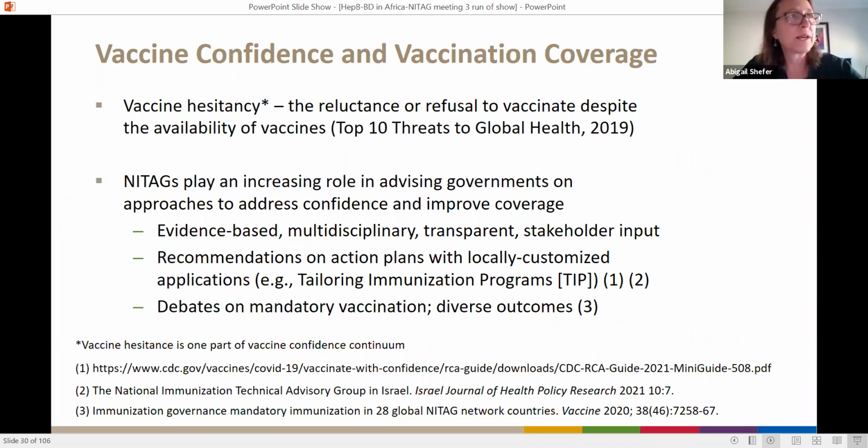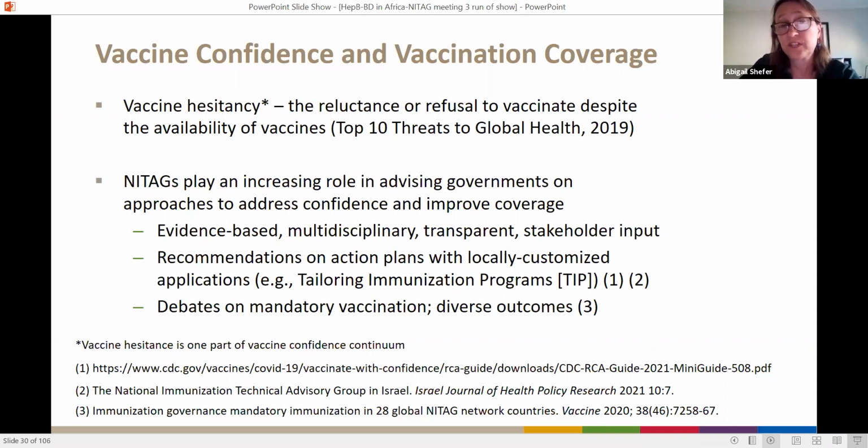So NITAGs play an increasing role in advising governments on approaches to address confidence and improving coverage. Several reasons why NITAGs are positioned to be so important is because they use evidence-based decision-making, they're multidisciplinary, they're transparent, and they seek stakeholder input. And this is really important in dealing with vaccine confidence issues. So NITAGs have made recommendations, for example, on action plans for improving vaccine confidence with locally customized applications, and those are culturally sensitive, culturally appropriate.